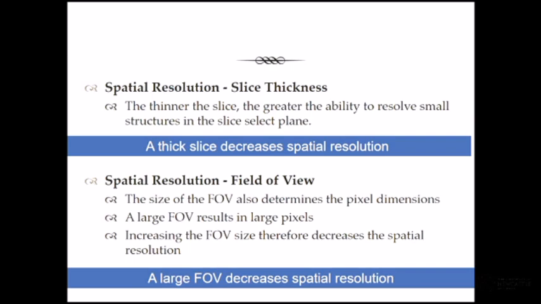A large field of view results in large pixels. Increasing the field of view therefore decreases the spatial resolution. So that's the trade-off that we're working on all the time. If we change our field of view to improve our signal to noise, it also can have a negative impact on spatial resolution.